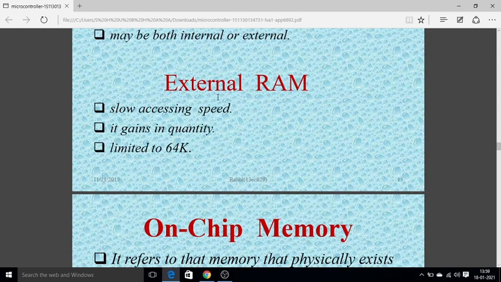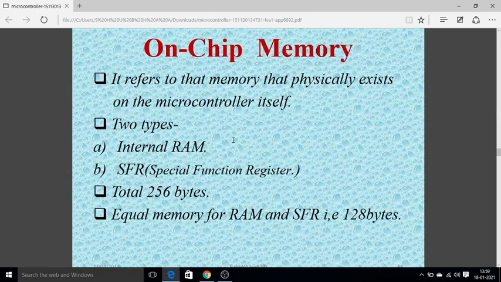External RAM is 128 bytes, whereas internal RAM is also 128 bytes. So the total RAM that the 8051 can have internally and externally is about 256 bytes for data. External access is slow, and it is limited to 64 kilobytes. We discussed on-chip memory, which is for code as well as data. Now I am talking about the on-chip memory for data only.